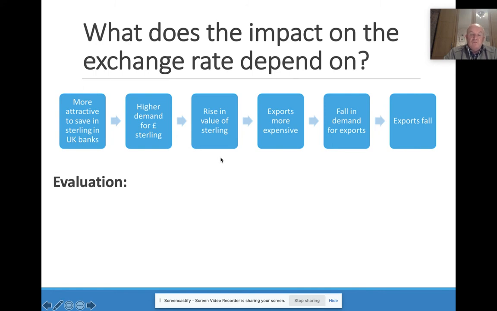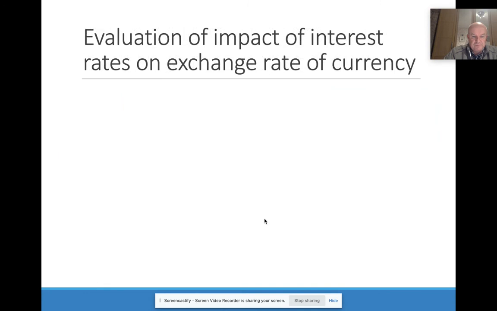Whilst that's a good thing because it's demonstrating that we've got a strong economy, one of the issues around this rise in the value of sterling is that it makes exports more expensive. If exports become more expensive, there's going to be a fall in demand for exports, and as a result you're going to find that exports will fall. Following that chain of reasoning, we also need to think about how we're going to evaluate that. Let's just take a look at that again together.